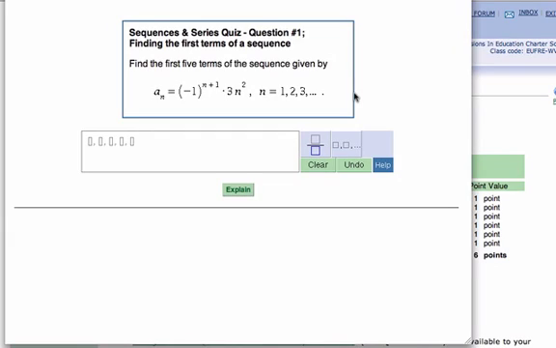A sequence is a set of numbers that follows a pattern, and a series is the sum of a sequence. So when you're adding those sets of numbers together that follow a pattern, you get a series. Okay?